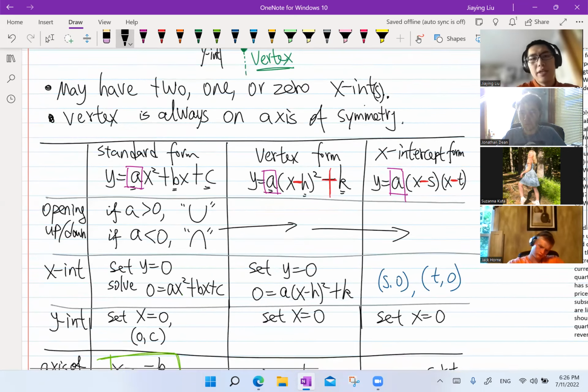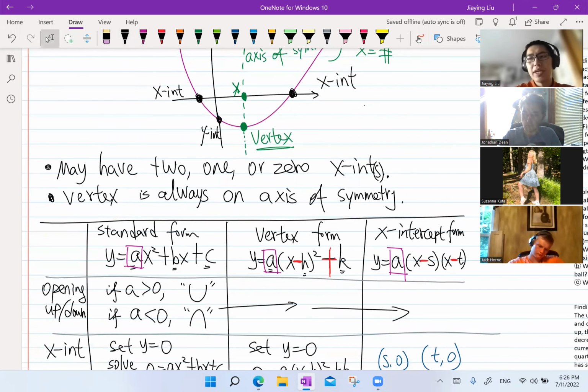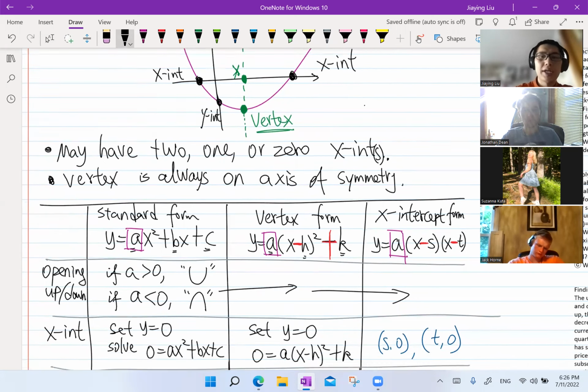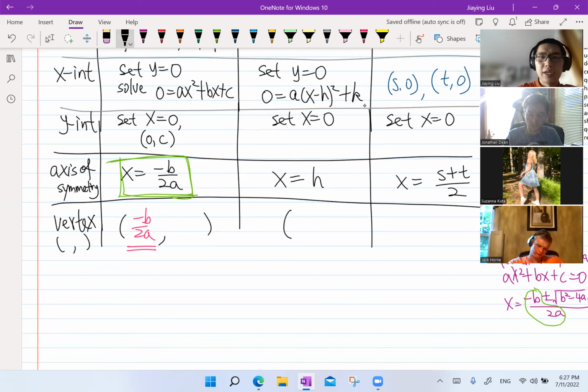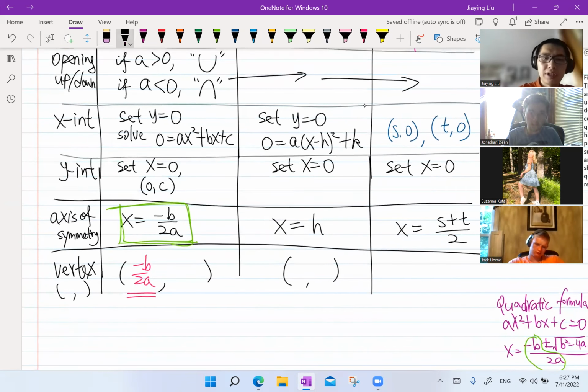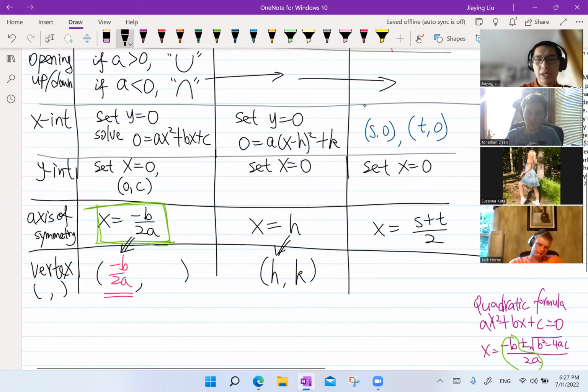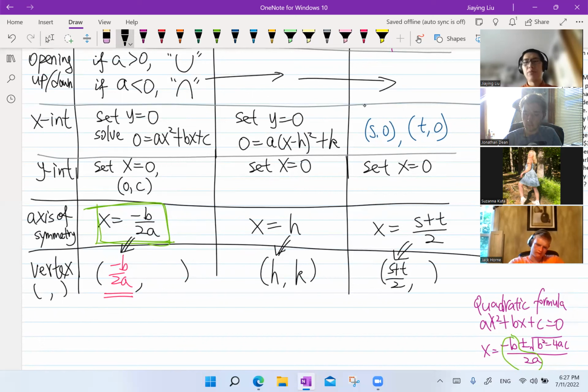All right. Now, vertex. Remember that earlier I said the vertex is always on the vertical line, the axis of symmetry, right? Which means the vertex has coordinates (x, y), and the x coordinate is the same as the axis of symmetry. So negative b over 2a will be the x coordinate for the vertex in the standard form. And in the vertex form, the vertex is going to be (h, k) again. So that's the same, but the k will be the y coordinate of the vertex. And in the x-intercept form, the x coordinate is going to be (s plus t) over 2. It's the same. And obviously, what about the y coordinate? We just have to find the x coordinate first, plug into the function, and find the y that way.